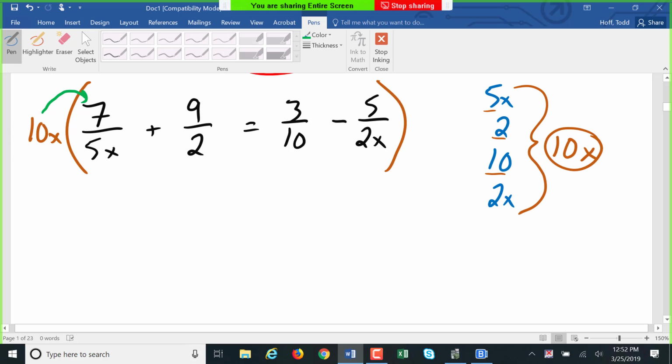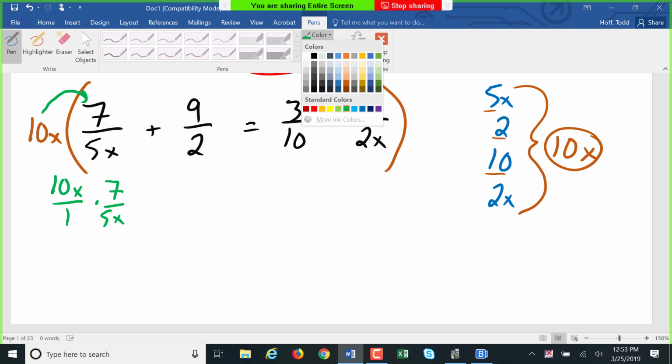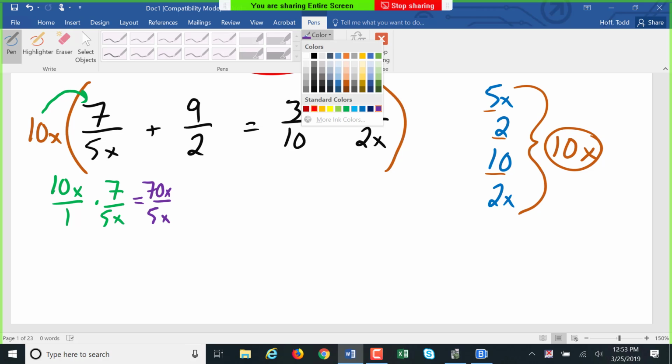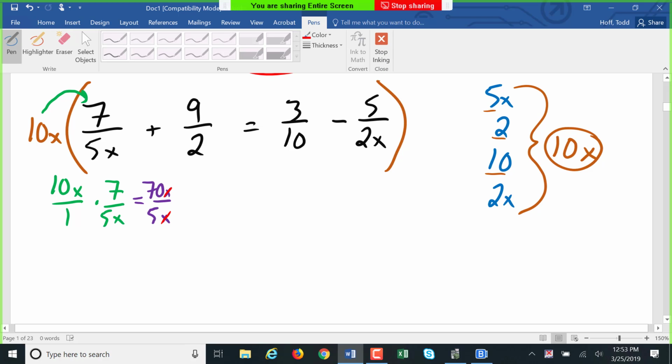10x times 7 over 5x. We make that 10x over 1 times 7 over 5x. Some people like to cross cancel, others like to just multiply it out and divide. It doesn't matter which. Since I cross canceled on the last one, this one I'll multiply out and divide. So 10x times 7 is 70x. 1 times 5x is 5x. The x's divide out. 70 divided by 5 is just 14.